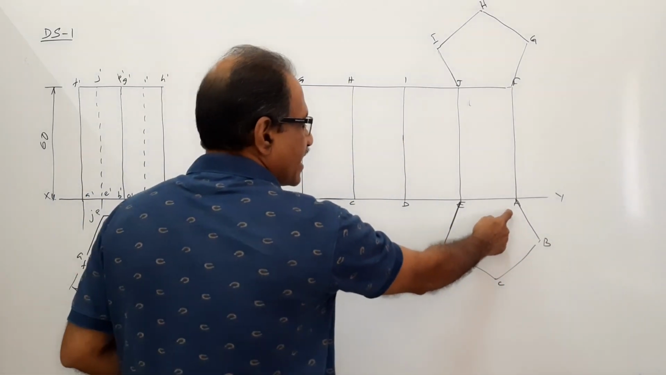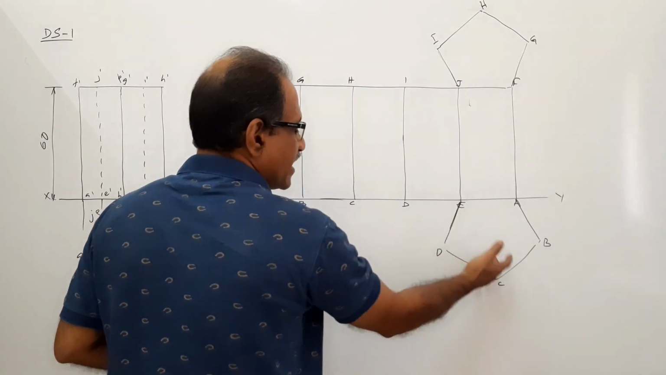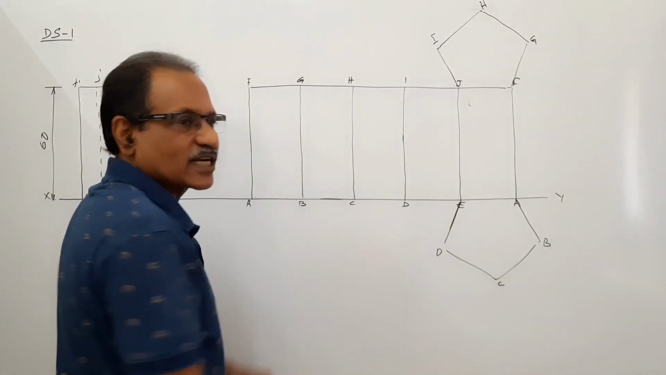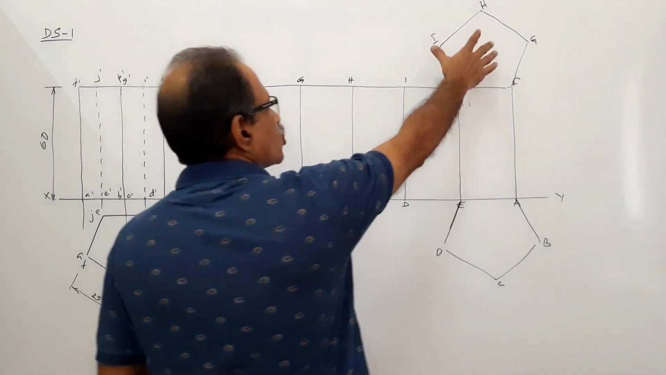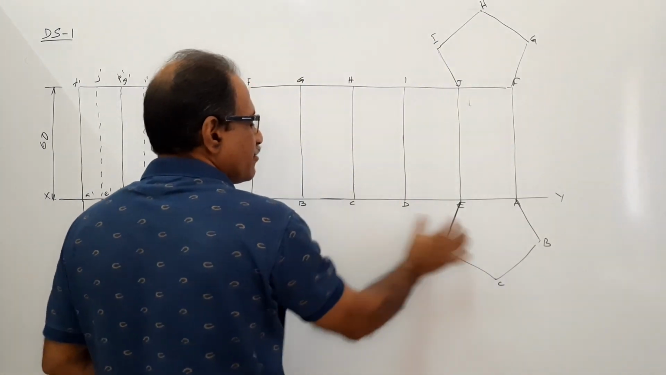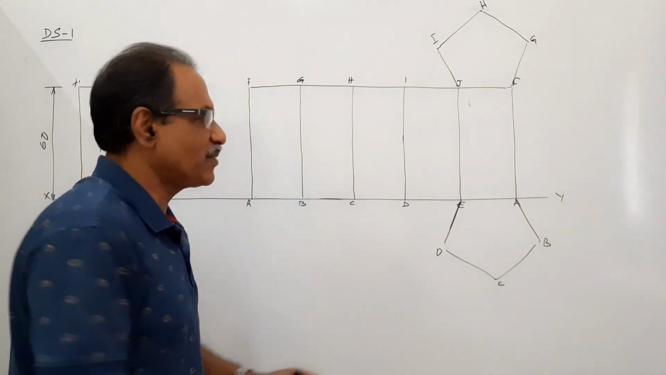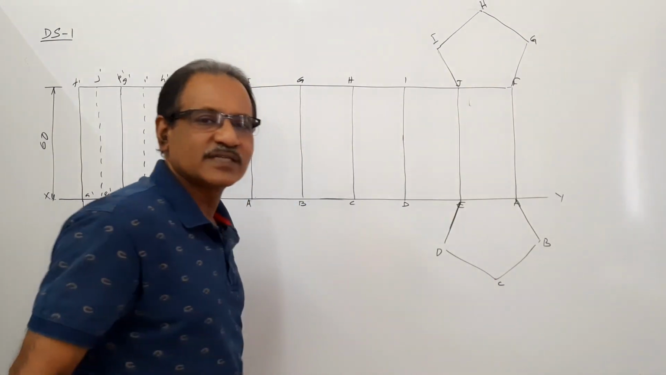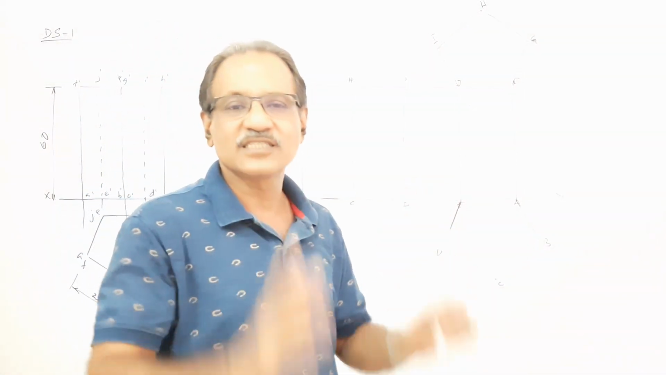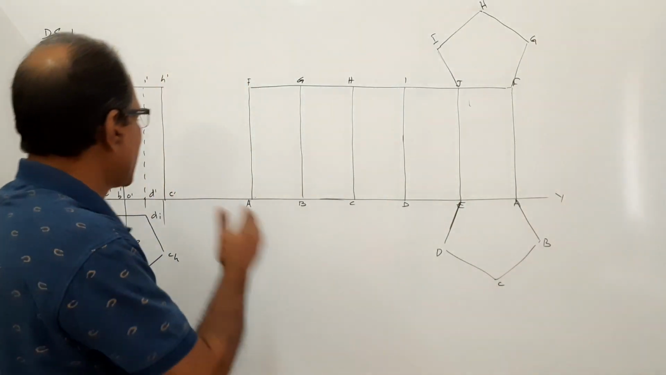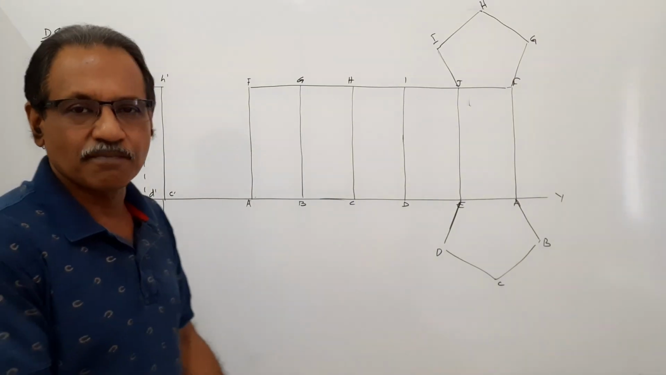If this is A, this is B, C, D, E. If you fold it, this will come to the corresponding positions, and I have drawn the top also. This can be drawn anywhere. If you add these two, it becomes total development. If you ignore these two, it becomes development of lateral surface. So, this is a plan, elevation, and development of the prism.